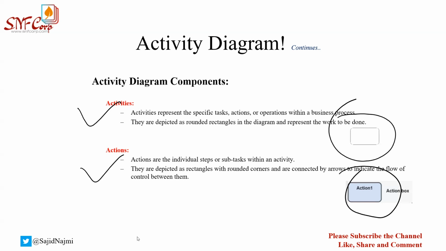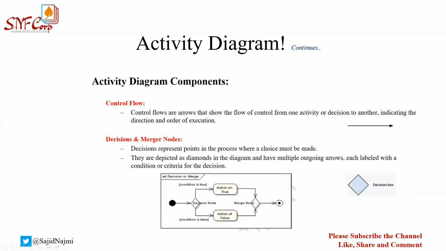Now, the second thing we have here is control flow. Control flow is nothing but this will show you how your diagram is flowing from one step to another step, from one activity to another activity, and then some decision. That can be shown using this arrow diagram, this simple arrow. So this arrow will tell you what the flow of that activity is.